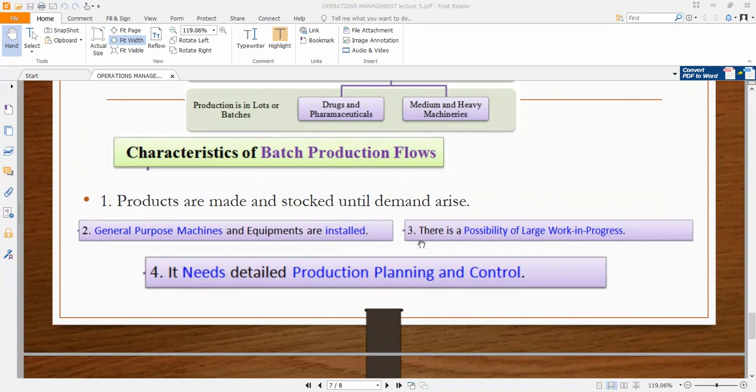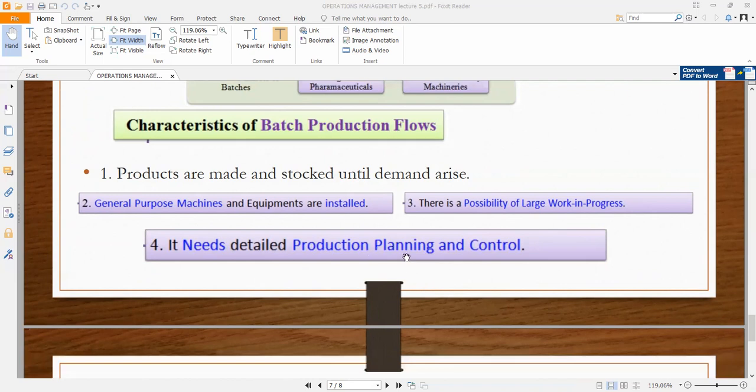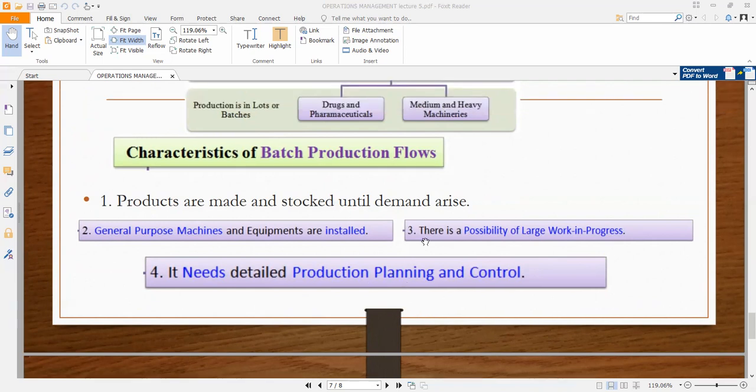Thirdly, there is possibility of large work in progress. Here we're talking about having so much work due to forecast demand or huge demand. The last one is that it needs detailed production planning and control. Because of the huge demand forecast, it needs detailed production planning and control. By now, you understand what production planning and control is. We looked at it, and you understand the steps involved.